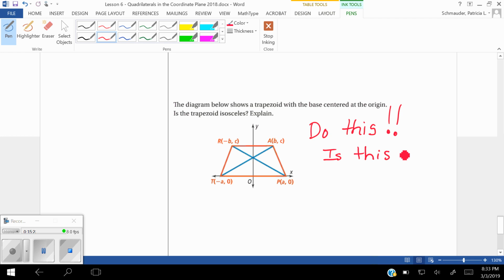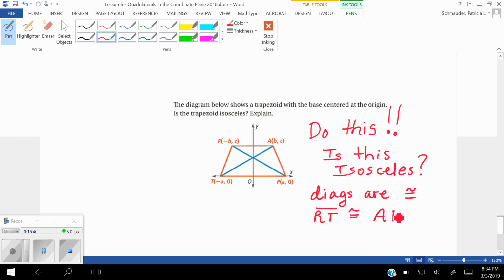What do we know? I'll give you a hint here. One thing we could do is if we could find that the diagonals are congruent, then we'd know it's isosceles. We could also find out if RT is congruent to AP, right? So you can choose either one of these methods to decide whether this trapezoid is isosceles, and I will check to see how you did on that next time.